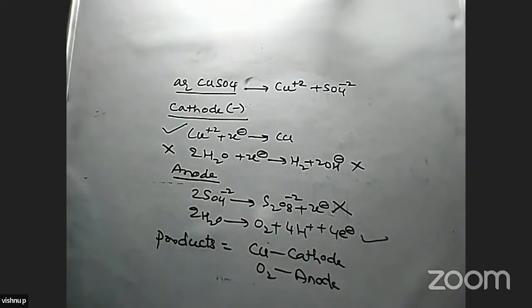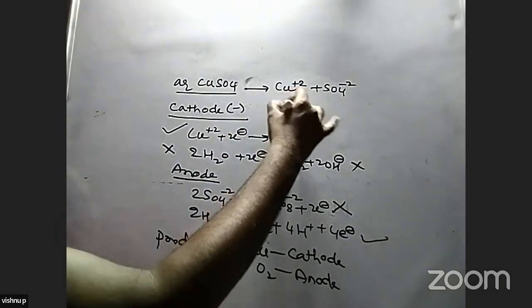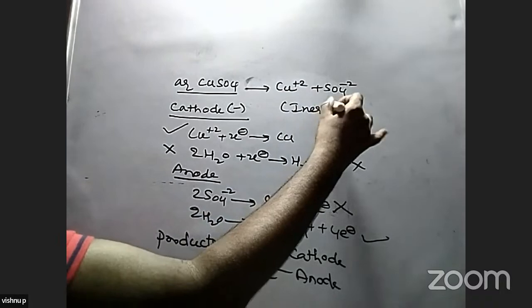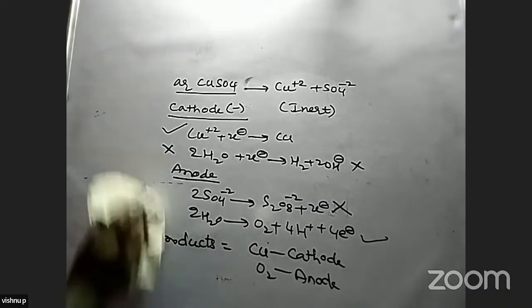So which product is evolved again depends on the reduction potentials, and this reaction is possible when we use inert electrodes only. What is the meaning of an inert electrode? Inert electrodes are electrodes like platinum and graphite, metals which are below in the electrochemical series, and only this type of metal is used.